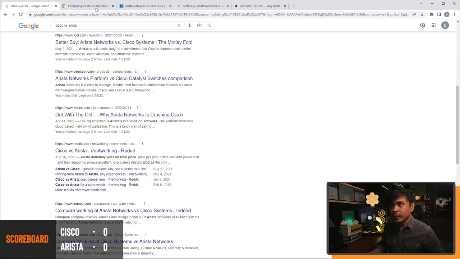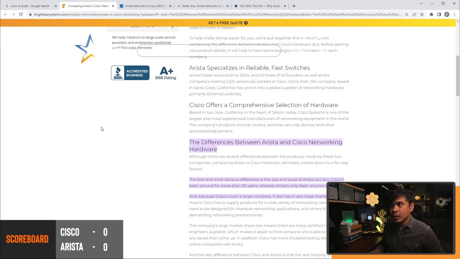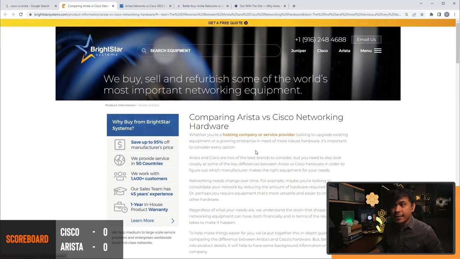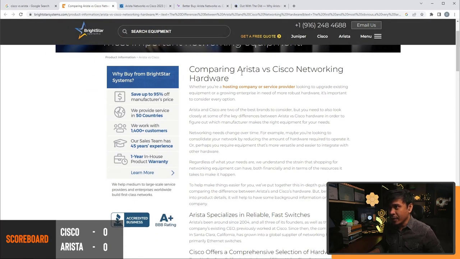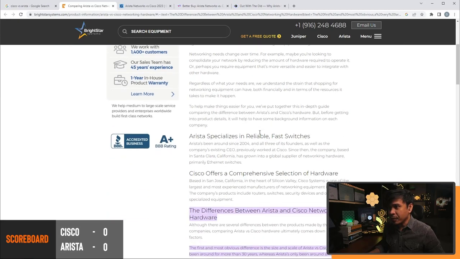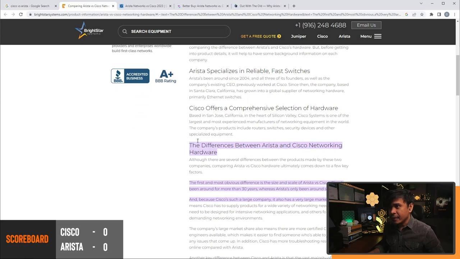Okay, so let's look at the first result. So this is from Bright Star Systems. And here they are comparing networking of both Arista and Cisco, looking for upgrade existing equipment or growing enterprise. Okay, first they describe Arista's specialization, which is reliable, fast switches, and Cisco offers comprehensive selection of hardware. Of course, because Cisco, they have various portfolio. They have many different solutions, not only data center networking, they have enterprise, they have security, they have IP telephony, service provider, and many others.